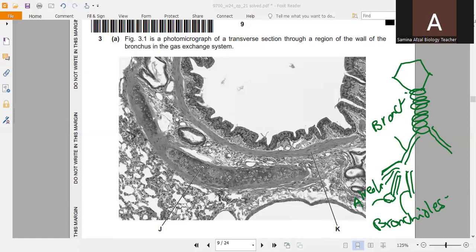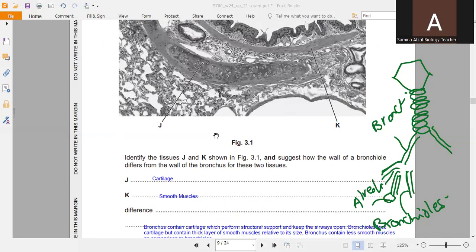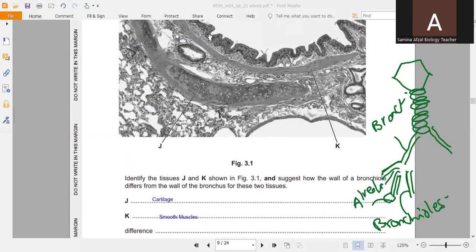So here you can see J and K. These are the two labelings inside the gas exchange system bronchus. And here you can see the next question. Identify the tissues J and K shown in Figure 3.1 and suggest how the wall of the bronchiole differs from the wall of the bronchus for these two tissues.